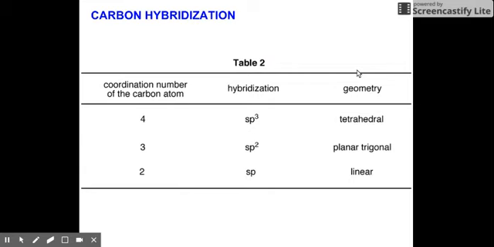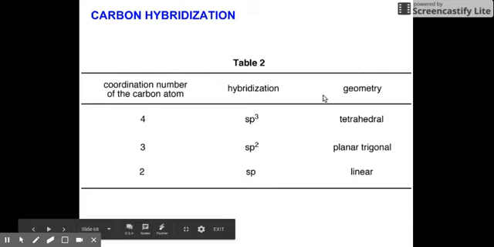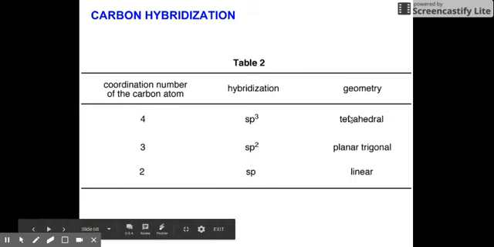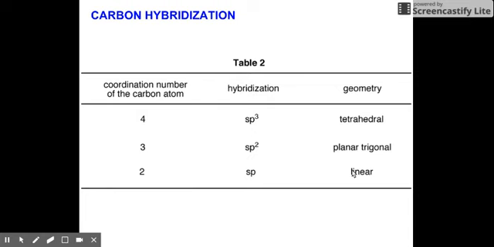As for carbon, this is how we summarize everything for carbon hybridization. Now, you have here in the table the coordination number of the carbon atom, the type of hybridization, and the geometry. Those are the possible shapes you can have for any carbon-related hybridization. So when we say coordination number, it means how many orbitals are bonding. So it's dependent on how many surrounding atoms you have.